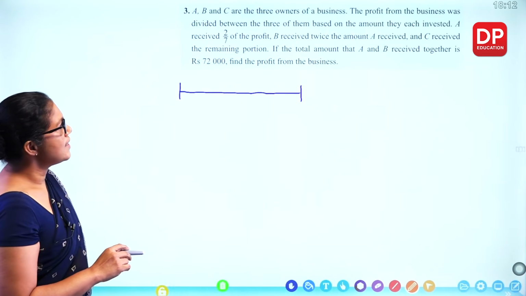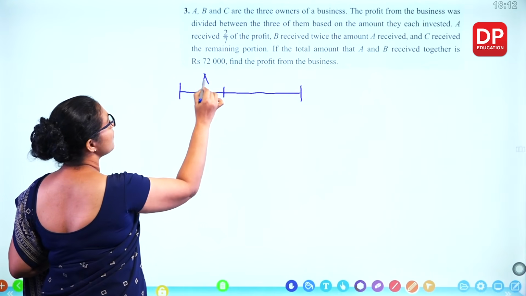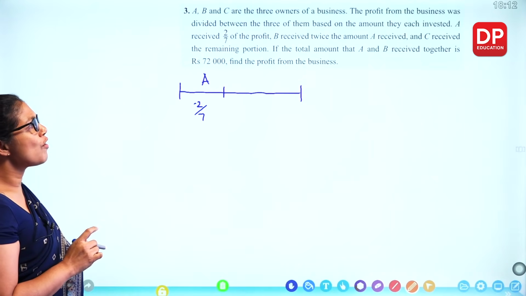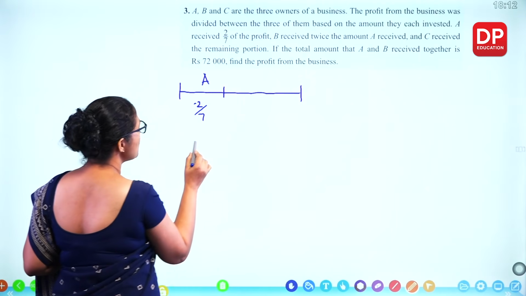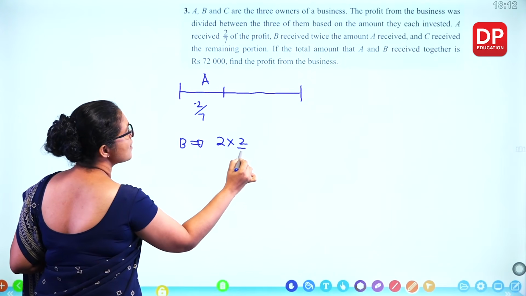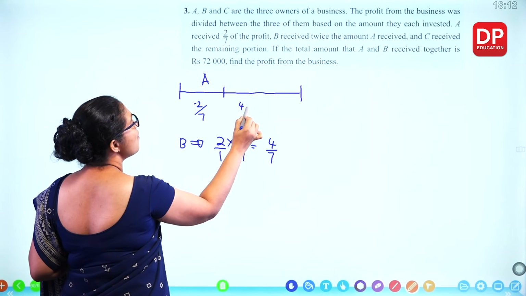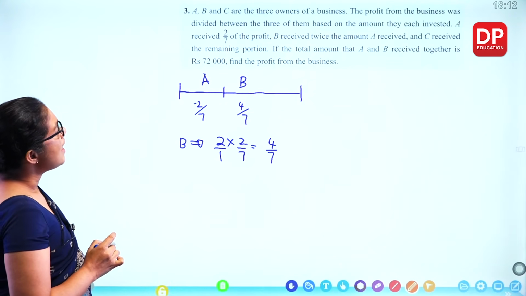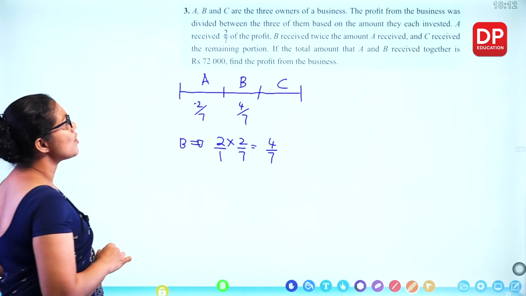So A, B, C owners. It says A received 2/7. B received twice the amount of A. So twice of 2/7. So what is twice of 2/7? For B, we can straight away find out twice of 2/7. You can multiply by 2, you get 4/7. So here we can write 4/7 for B. Then it says C received the remaining portion. So the remaining portion is for C.